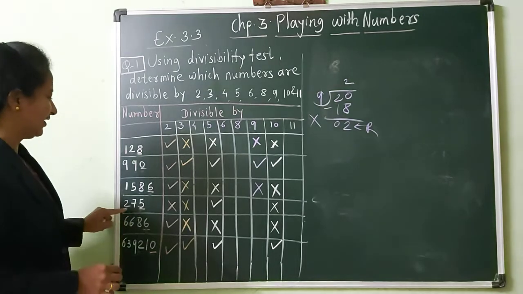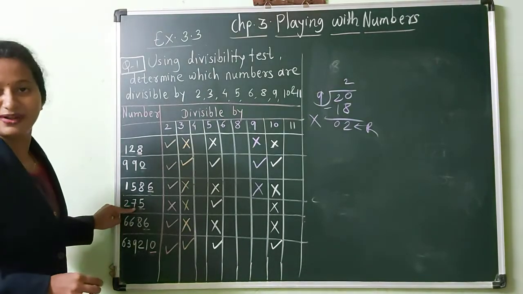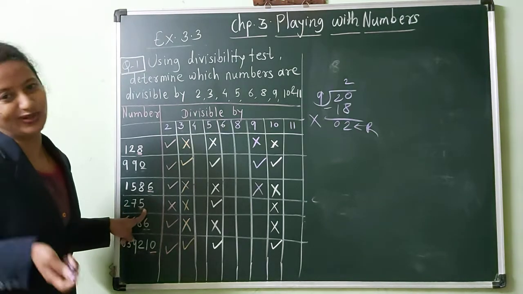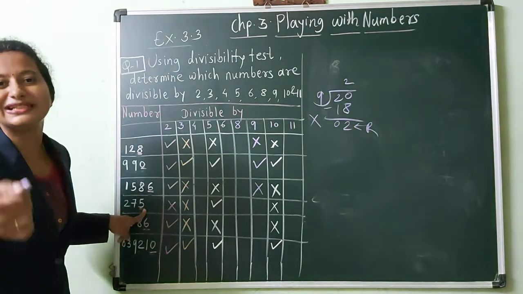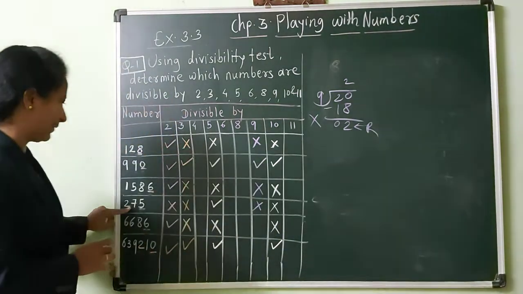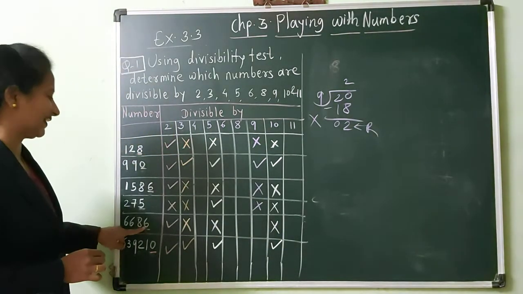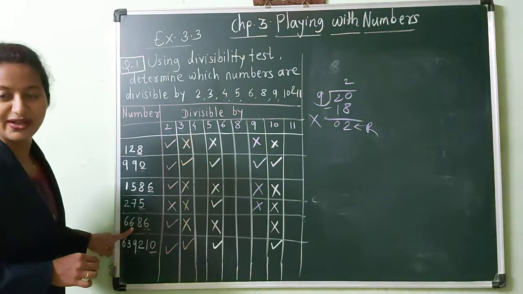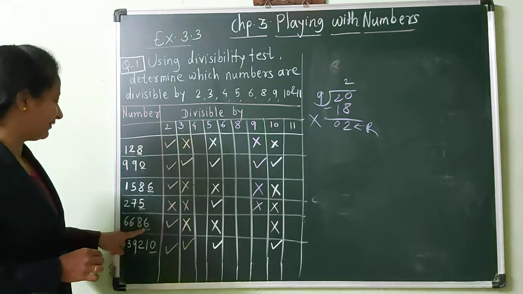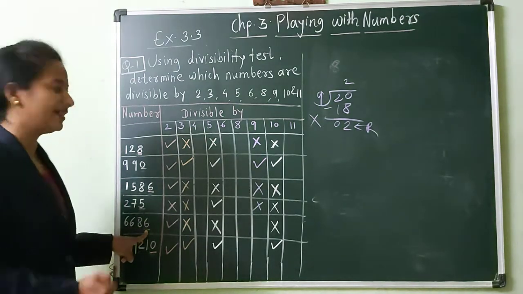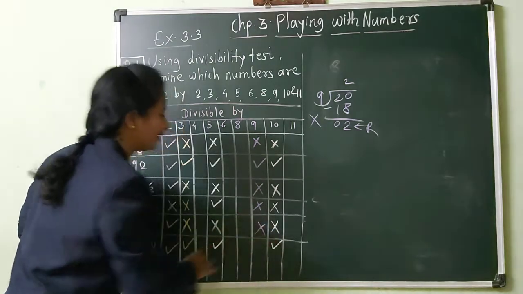275. Here you can check. Addition 2 plus 7 is equal to 9. 9 plus 5 is equal to 14. 14 is not completely or exactly divisible by 9. So 275 is also not divisible by 9. Next number, 6686. Sum of all digits, 6 plus 6, 12. 12 plus 8, 20. 20 plus 6, 26. And 26 is not completely divisible by 9. So this number is also not divisible by 9.